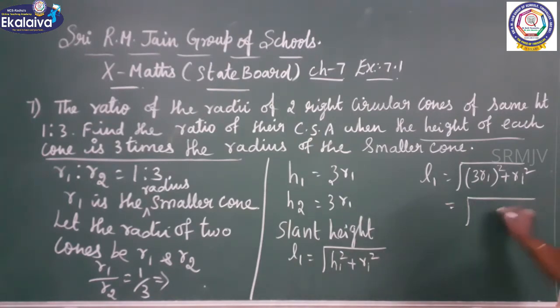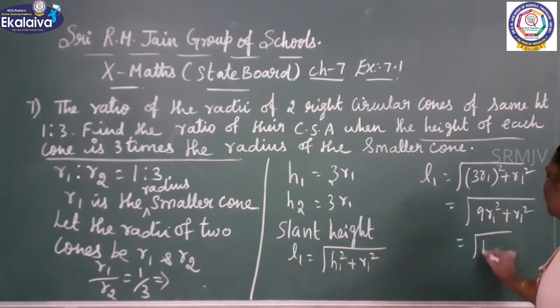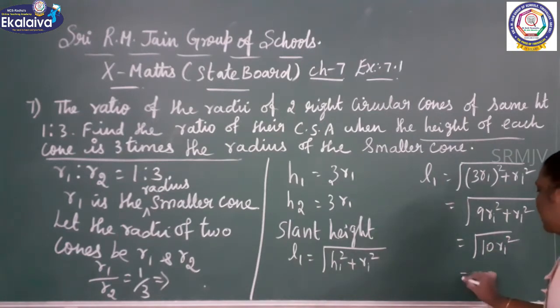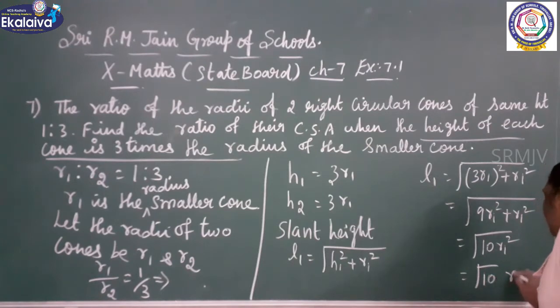So L1 equal to root of 3R1 the whole square plus R1 square, which is 9R1 square plus R1 square. So it gives root of 10R1 square, equal to root 10 into R1.